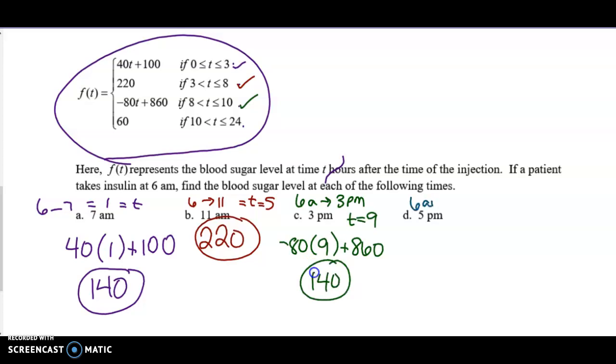6 a.m. to 5 p.m. It's just shy of 12 hours. T equals 11. See, that falls into this spot, and it tells me it stayed steady again. It's just at 60.